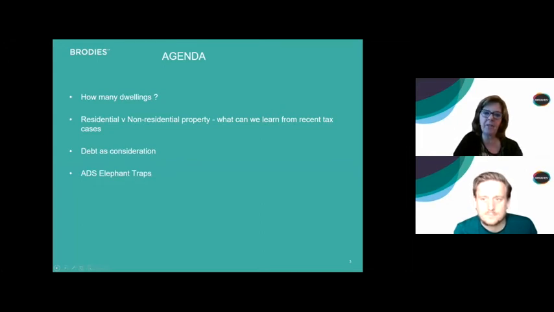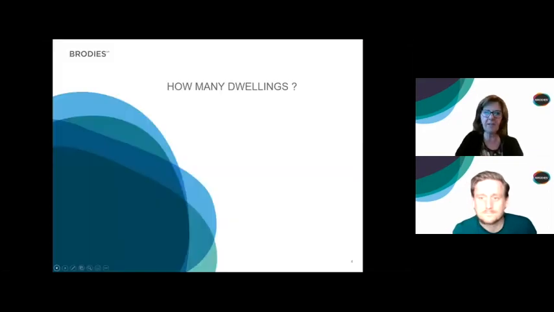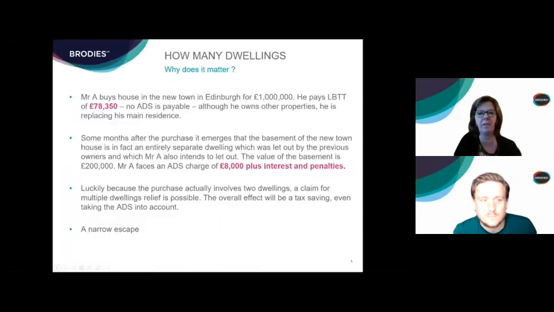The agenda for this morning is to talk about how many dwellings there are involved in a transaction and how that affects the LBTT and ADS. Then residential and non-residential property, which is an enormously important issue. What can we learn from recent tax cases? An update on Revenue Scotland's guidance on debtors' consideration and some ADS elephant traps and how to try and avoid them. So first of all, some points from me on how many dwellings are involved in a transaction.